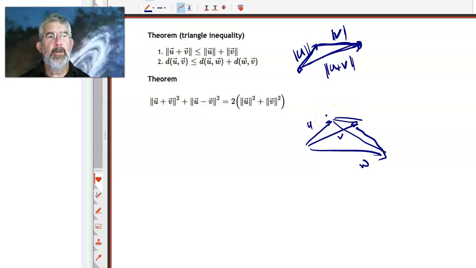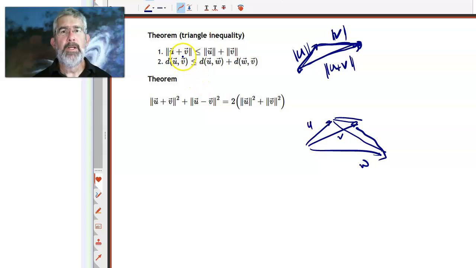Okay. Now, again, geometrically, I think that looks obvious. From the point of view of proof, and in higher dimensions, it's a matter of writing these lengths as dot products, right? The length of u is the square root of the dot product of u with u. This is the square root of the dot product of v with v. And moving some things around and seeing that this length is indeed less than the sum of those two.